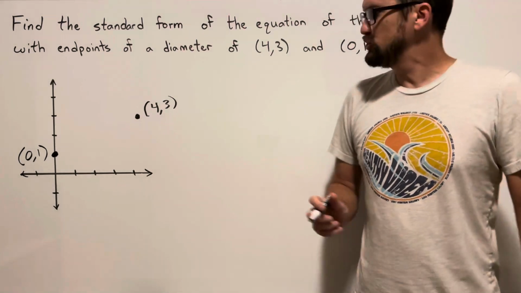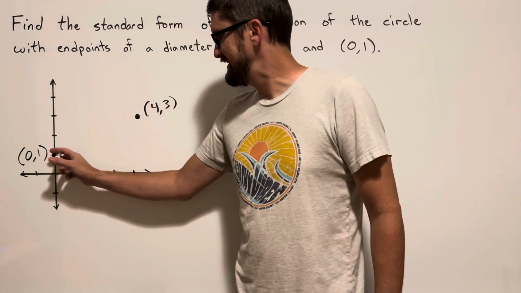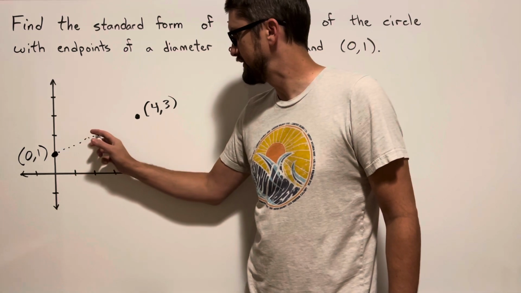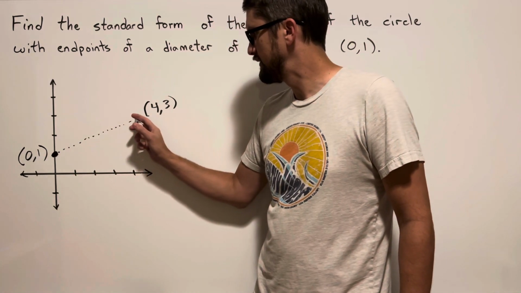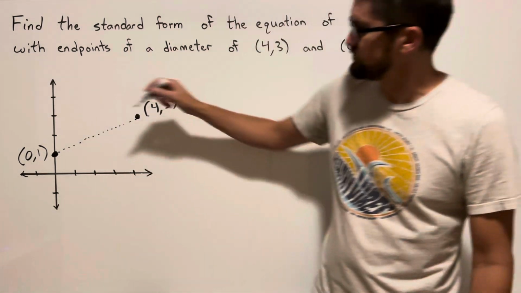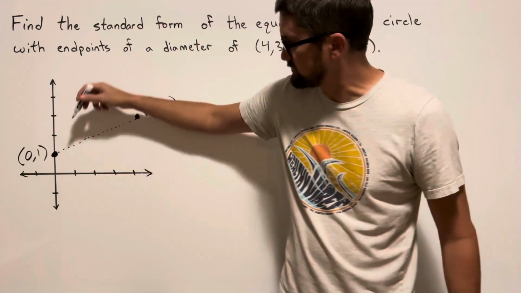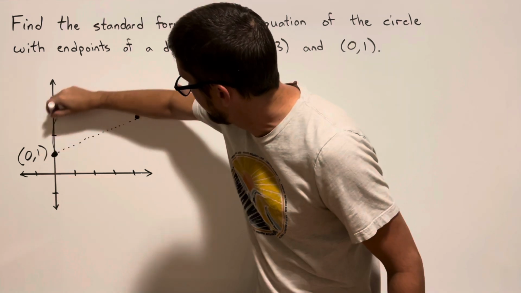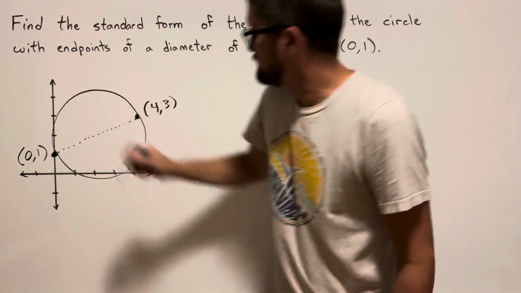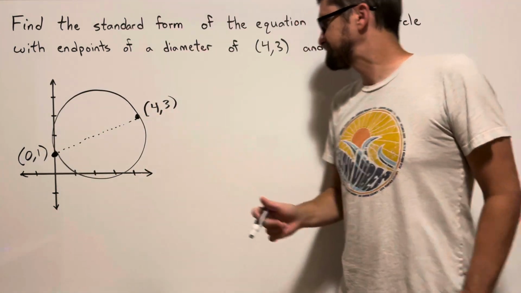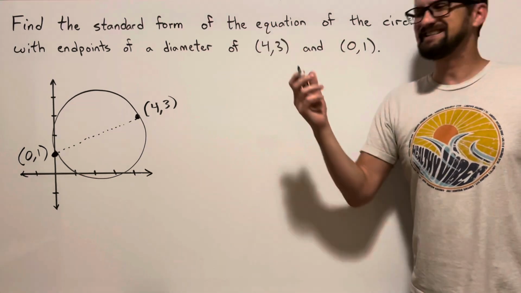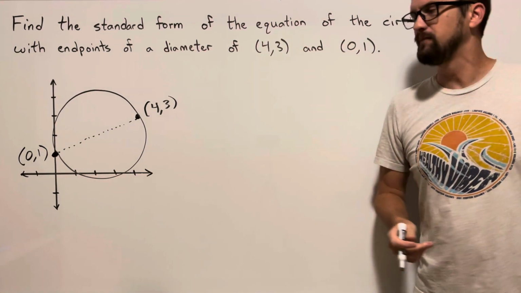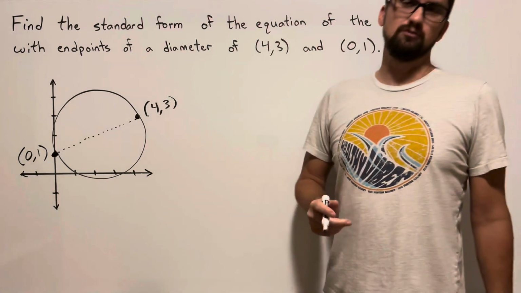Now those 2 points make up the diameter of a circle. So half the circle is above it and half the circle is below it. So I'm just going to try and draw it the best I can here. It's about like that. It wants the standard form of the equation of the circle.